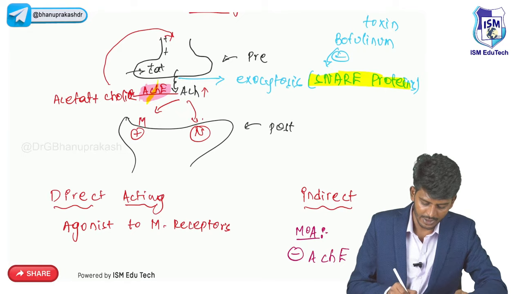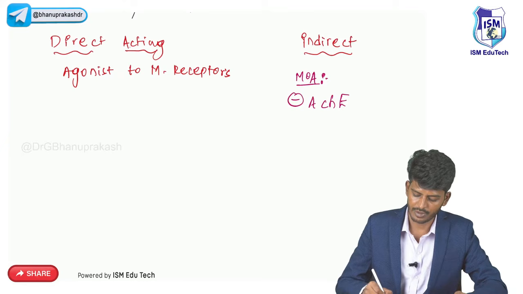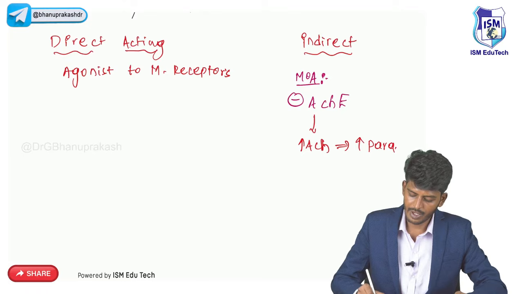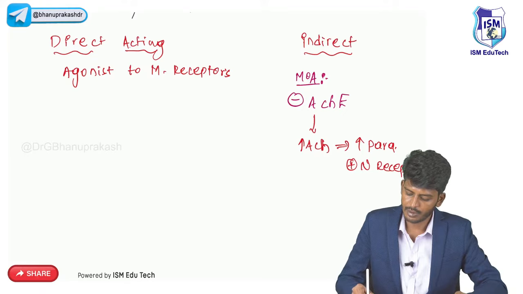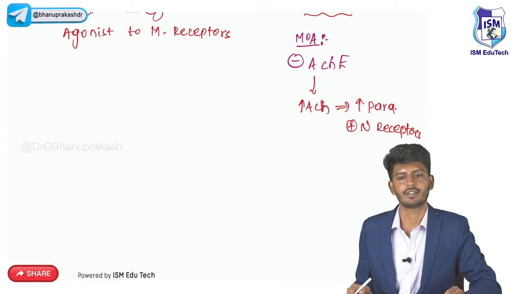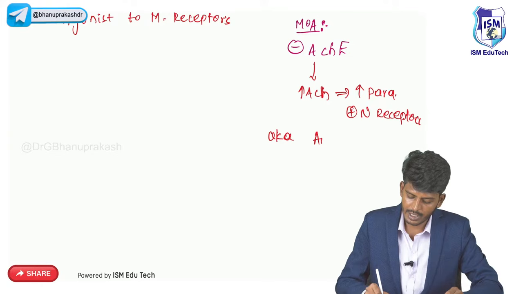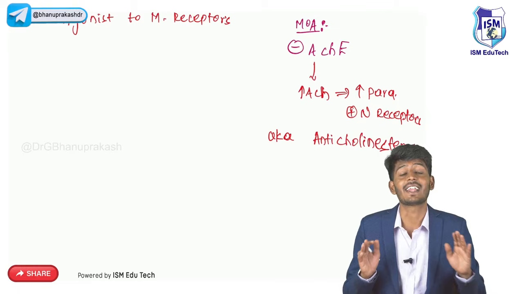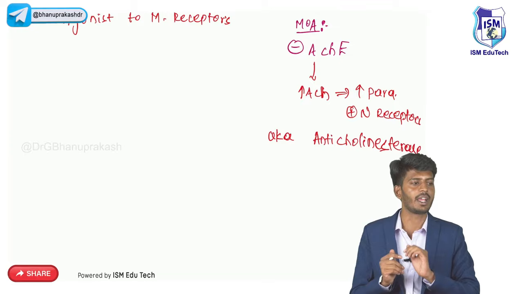Now, indirect acting drugs inhibit acetylcholinesterase, which will lead to an increase of acetylcholine, which will increase parasympathetic activity. Agreed. They will also stimulate the N receptor. They bind with acetylcholinesterase, which is why they are also known as anticholinesterases. Most people get confused, thinking that they are anticholinergic. Rather, they are anticholinesterases, and they work as cholinomimetics, my dear.